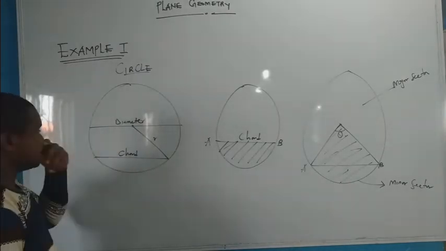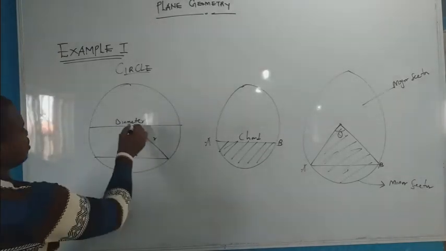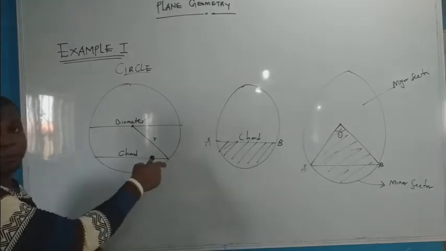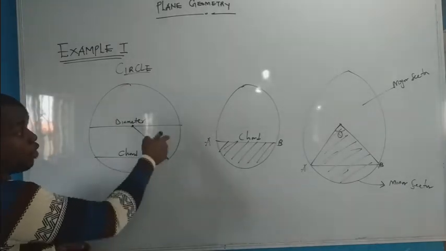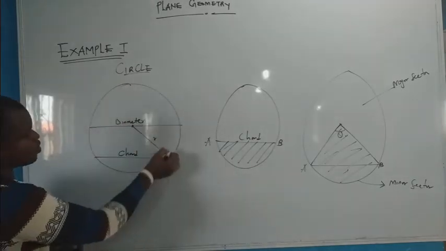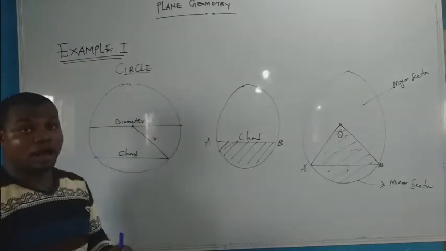So that's the chord. Then we have the radius. The radius is the line drawn from the center to any point on the circumference. So you draw from the beginning to any point on the circumference. Exactly, so this is your radius.